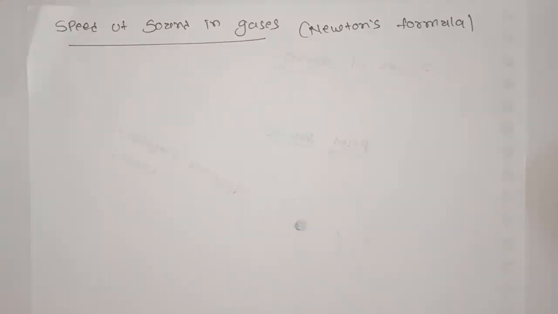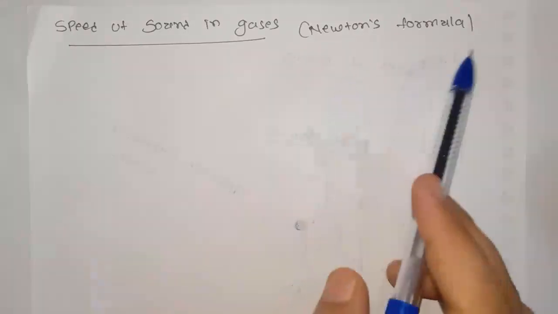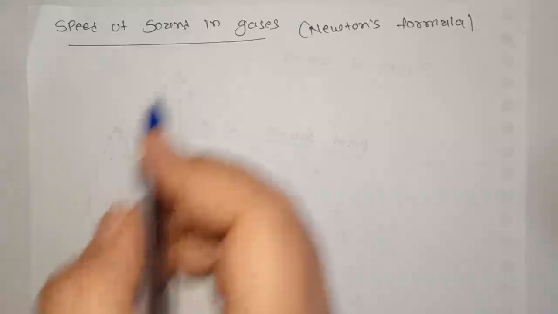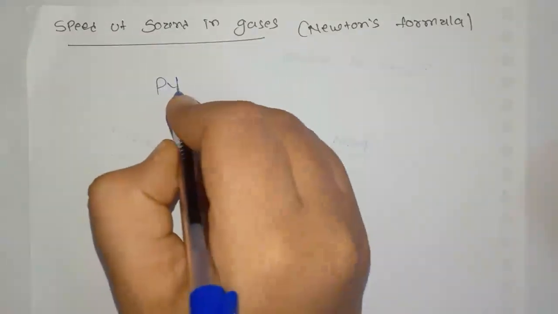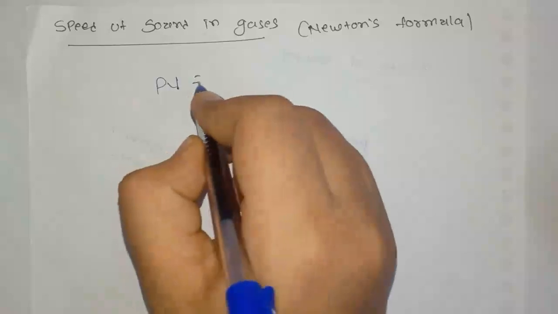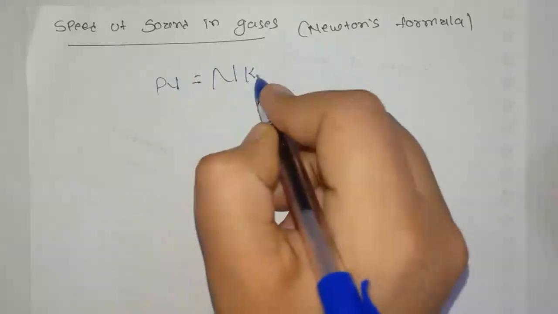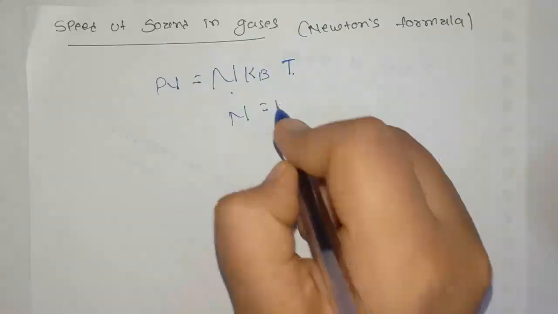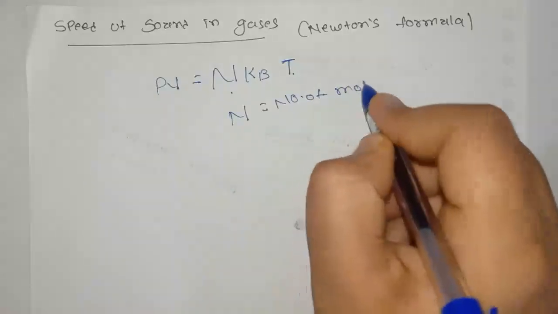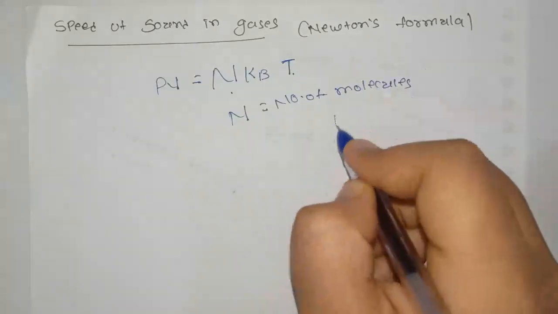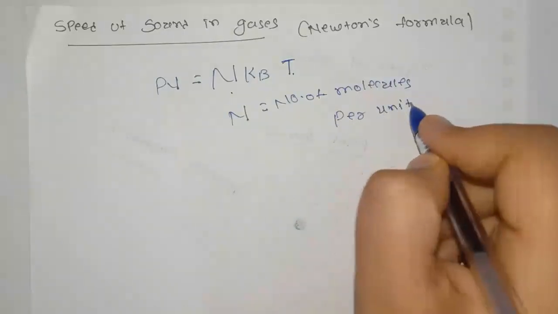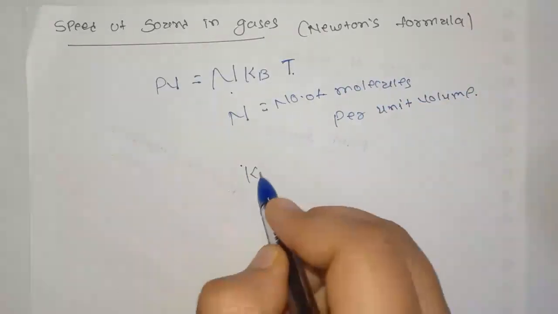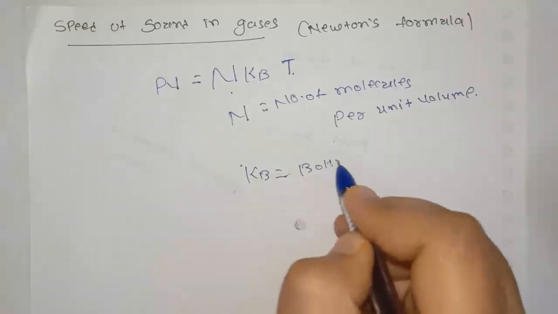Now let us see the speed of sound in gases by Newton's formula. We can easily estimate the speed of sound in gases by the ideal gas approximation. For ideal gas, we can write PV equals N kB into T. Here, N is the number of molecules per unit volume, and kB is the Boltzmann constant.